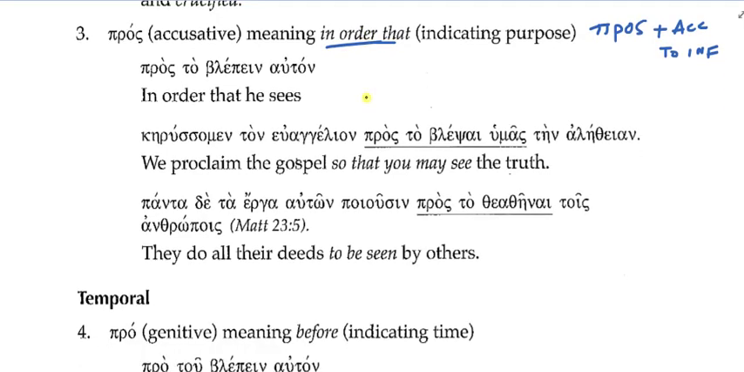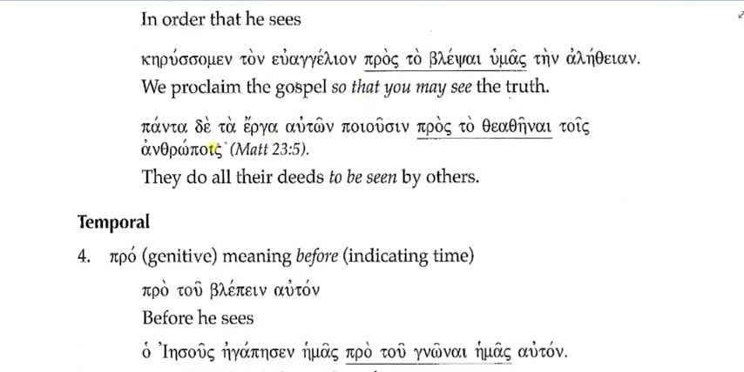We'll look at the Matthew 23:5 example. Panta de ta erga auton poiousin, now all the works of them they do, or they do all their works. For what reason? Pros to theathenai. Here's pros plus an articular infinitive in the accusative case. Notice the to here is accusative. In order to, do you see the theta eta? That's aorist passive infinitive. In order to be blanked.